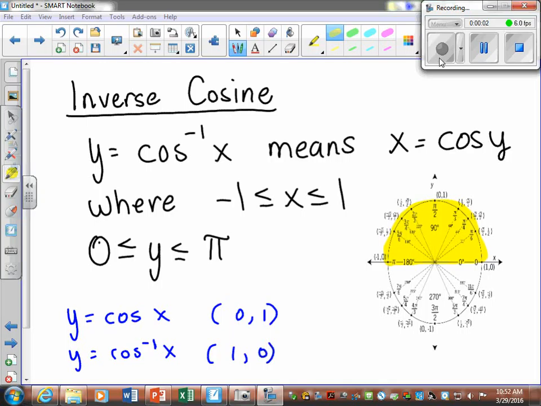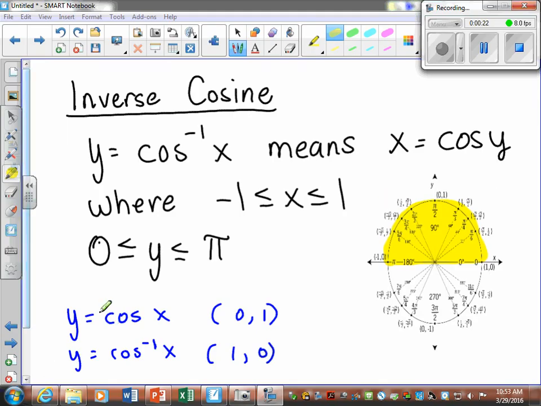Okay, the next one we're going to cover is going to be our inverse cosine function. By definition, it's going to be defined here. Our solution is going to be restricted to the region from 0 to pi. So our visual in our mindset is going to be the highlighted region of the unit circle.